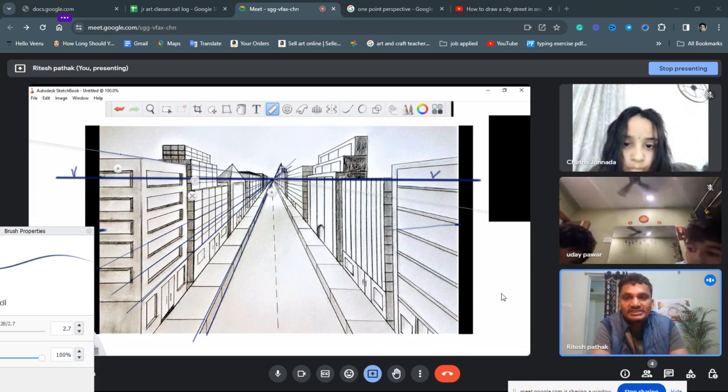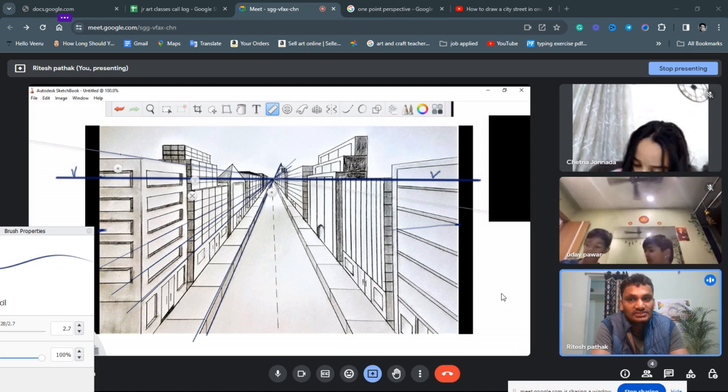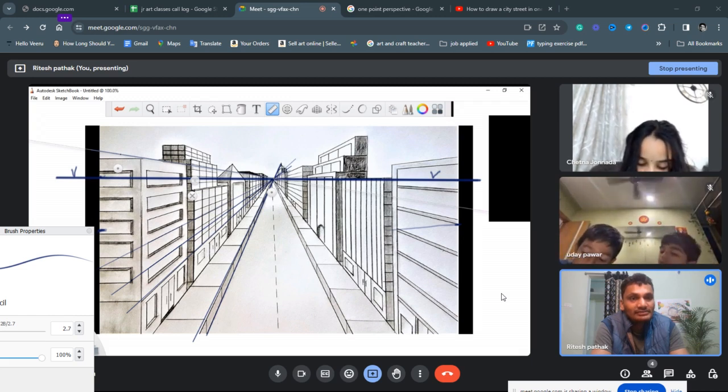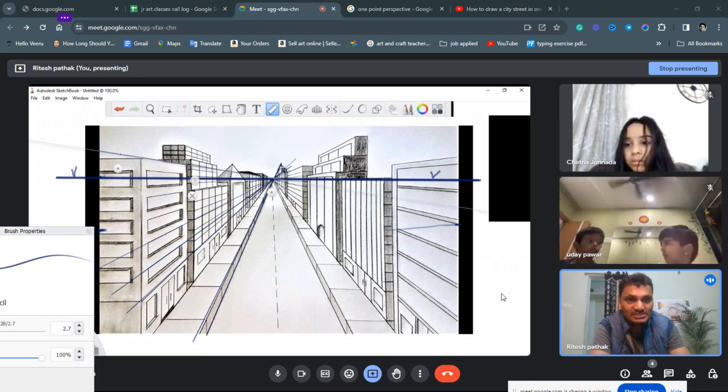So I am expecting from Chetna, Uday and Yashwant, it should come exactly, okay? So I will be doing the road first, okay? Do nicely. I will not be doing like the last drawing, you know, where the walking area was looking slanting. That should not happen again, same mistake, okay?